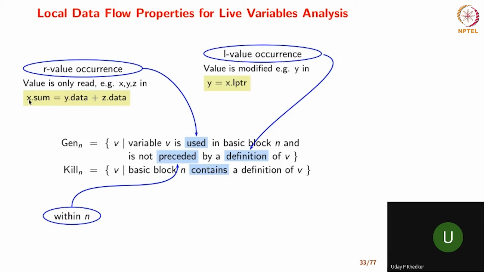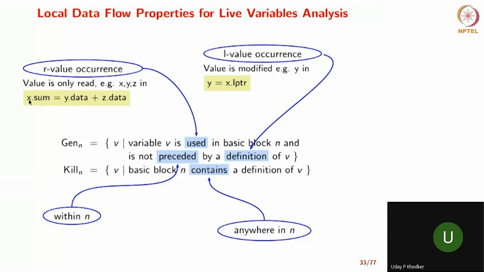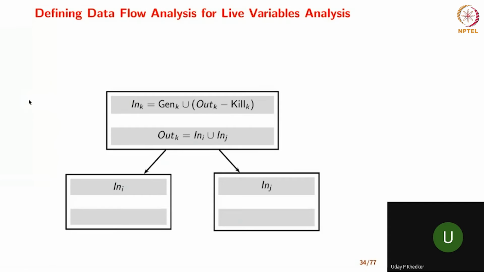There's no control transfer in the middle of the basic block, or no exit in the middle of a basic block, and therefore we can examine a basic block and figure out whether within this particular basic block it is preceded by a definition or not. Here also we say there is a definition of V anywhere within the basic block. We don't worry about whether it's preceded by or followed by a use or definition or some such thing. So this is how we define gen and kill. Assuming that we have defined gen and kill, now it's easy to define our data flow analysis.